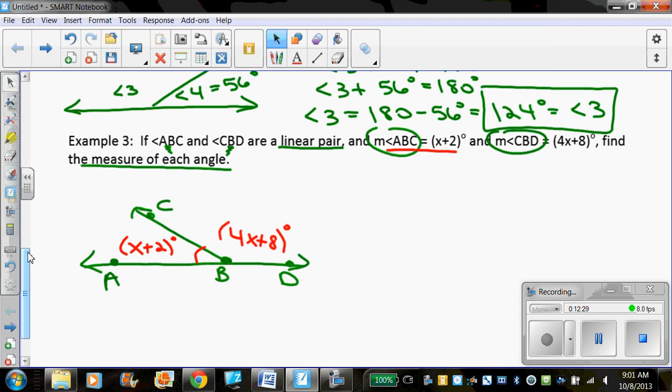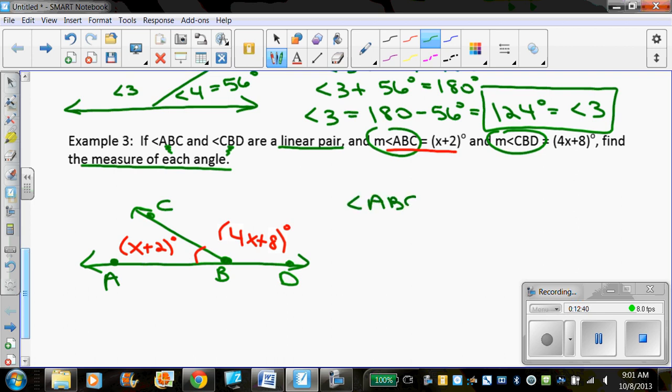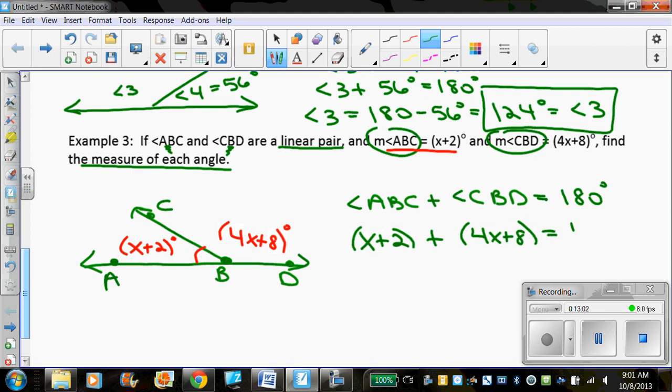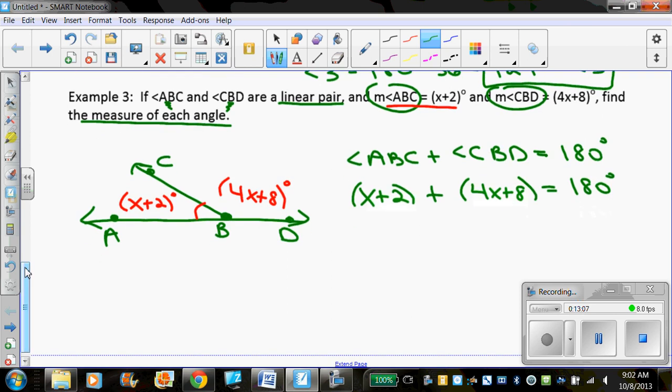Now, we know that a linear pair adds up to 180 degrees. So angle ABC plus the measure of angle CBD should add up to 180 degrees. A linear pair is supplementary; they're supplements of each other. Now, ABC is represented by x plus 2, plus CBD, which is represented by 4x plus 8, and those two should equal 180 degrees. So now we're going to solve this and find our unknown, our x value.